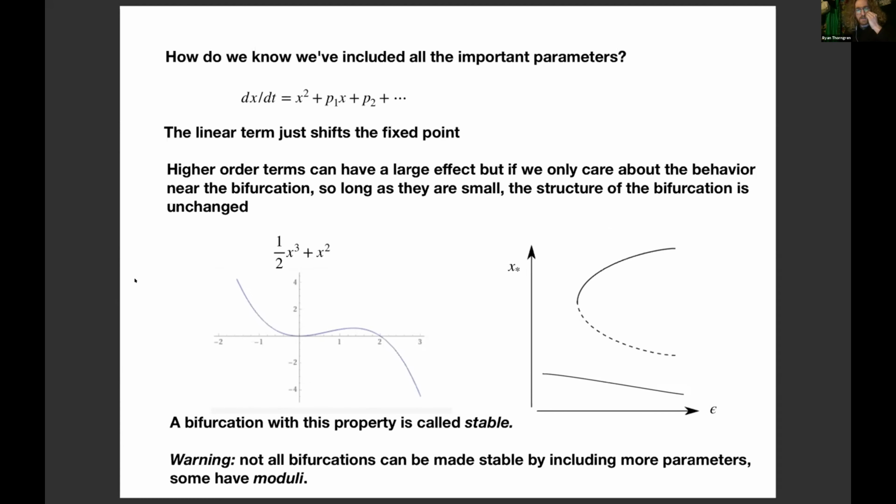So this property of a bifurcation, or more precisely of a family with bifurcations in it, is called stability. We want to say that any small perturbation doesn't change the quote unquote topological properties of the bifurcation, which I take to mean the structure of the bifurcation diagram, including all of its labels, who's stable, who's unstable.